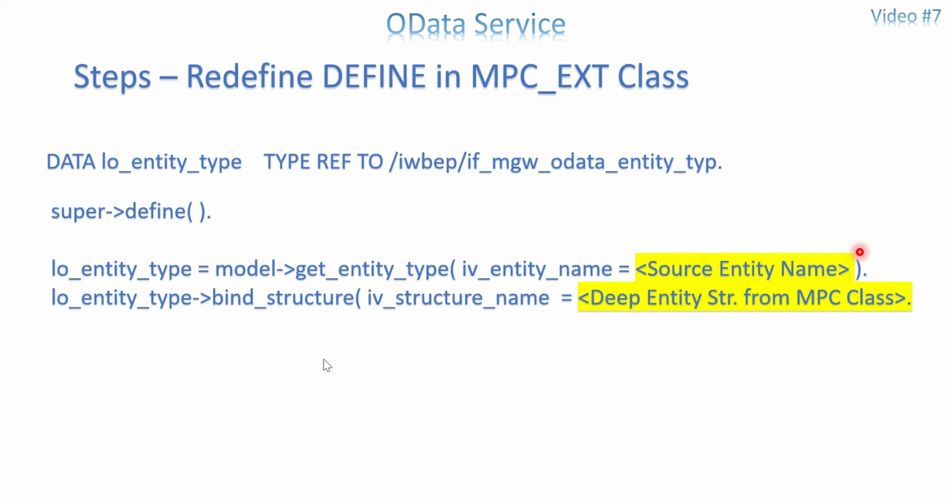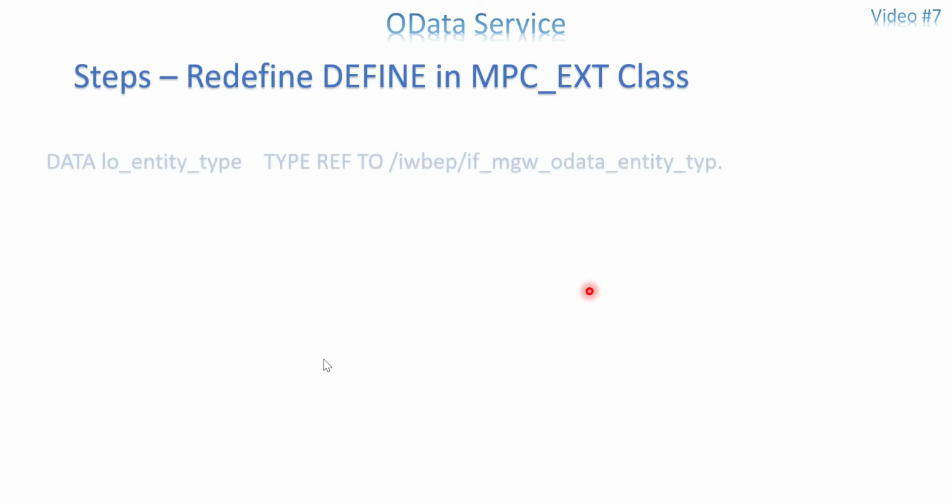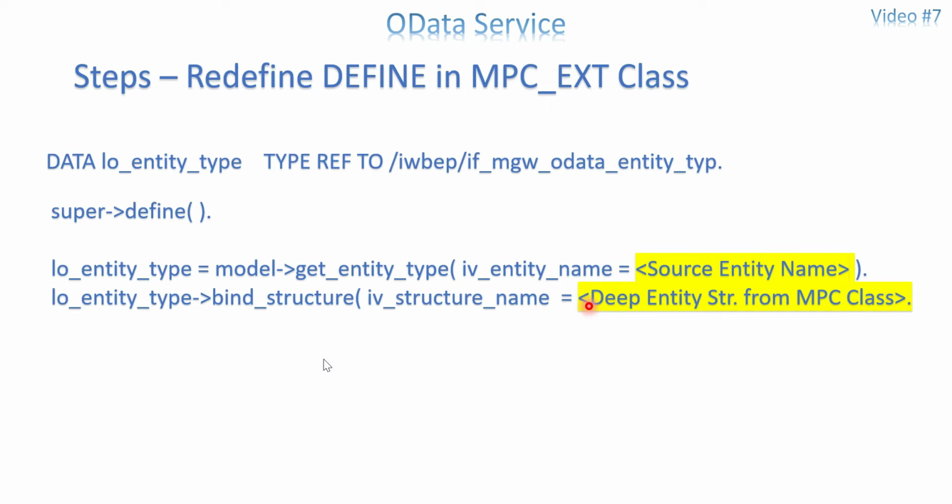Inside the define, it always recognizes the entity name only. So you have to give the entity name. Probably I go with S header or header. So we have to give it within single quotes. And we need to bind the structure of that particular entity. So that needs to be your deep entity structure from the MPC class. What is the name we have given and where we declared it, the MPC extension class, that needs to be added in this line. So the structure name is nothing but your full class name, ending with the MPC extension class, and the structure name we have to give. Anyway, I will show you in the system so you come to know it.